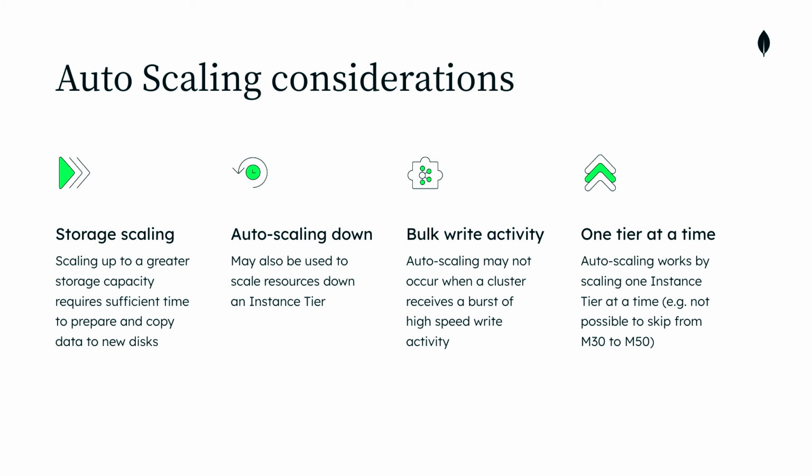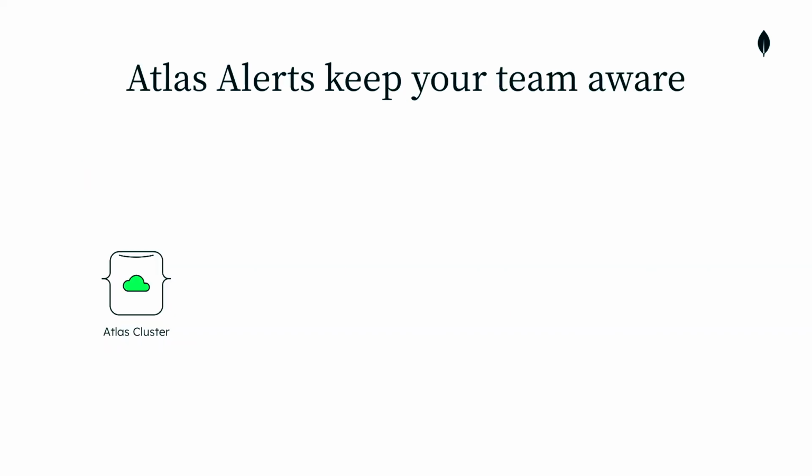And then finally, right now you can only scale one instance tier at a time. We cannot skip from, let's say, an M30 to an M400. We'll scale from M30 to M40 to M50, really making sure that we're only adding resources if we need to. We don't want to overscale unnecessarily. And that's how Atlas can use metrics to scale your cluster up.